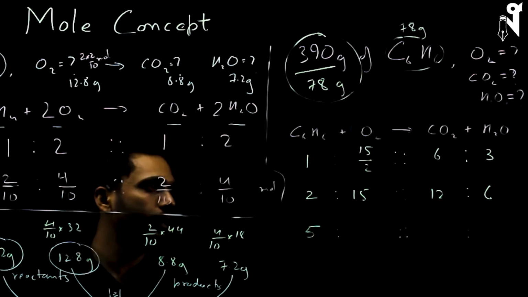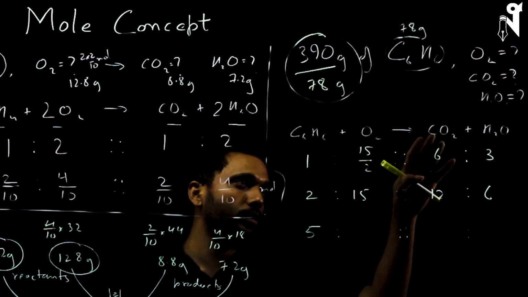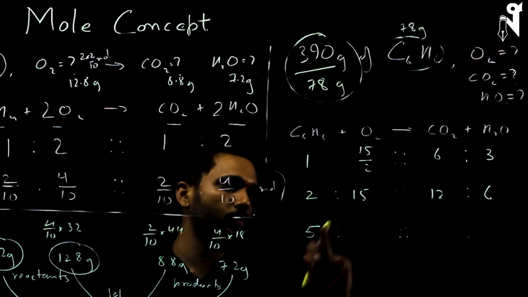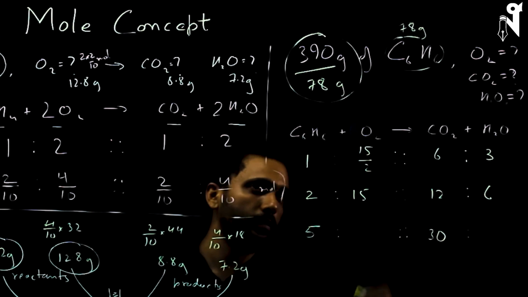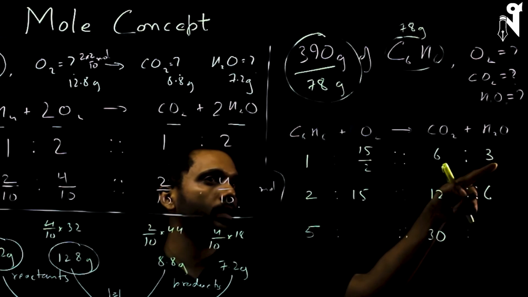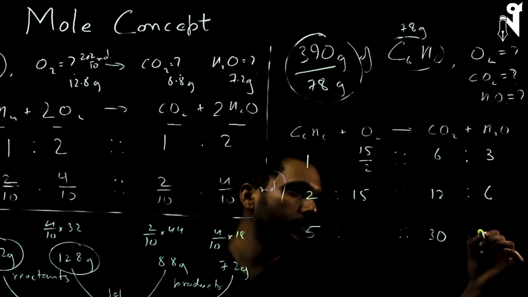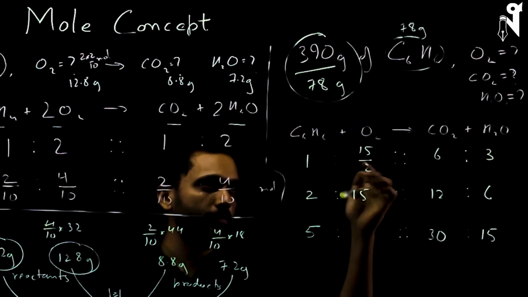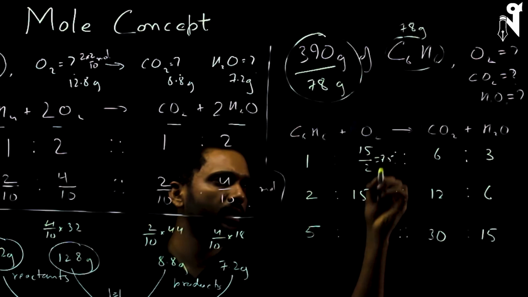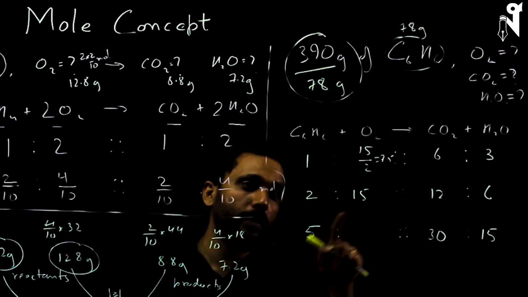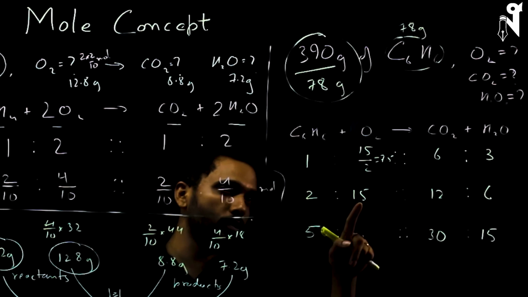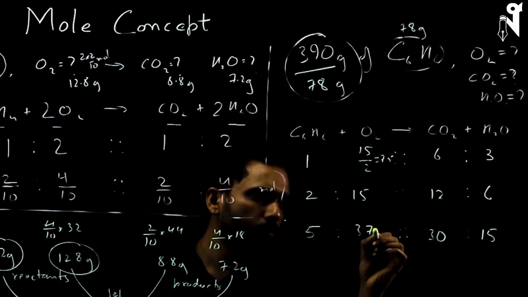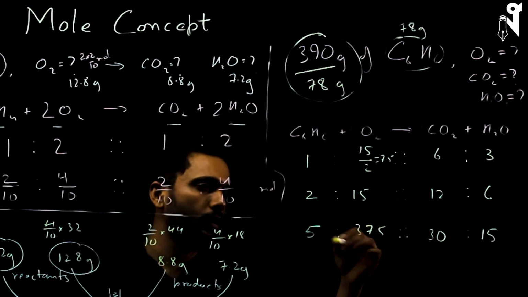So let's get the ratio right. Let's see how much oxygen it required, how much carbon dioxide it produced, and water. So 2 produces 12, 1 produces 6, so 5 produces 6 times 5, which is 30. 1 produces 3 water, so 5 will produce 3 times 5, which is 15. 1 produces 7.5 oxygen. 2 produces 15, 5 will produce how much? So 4 will produce 30 and one more will produce 7.5, so that is 37.5.